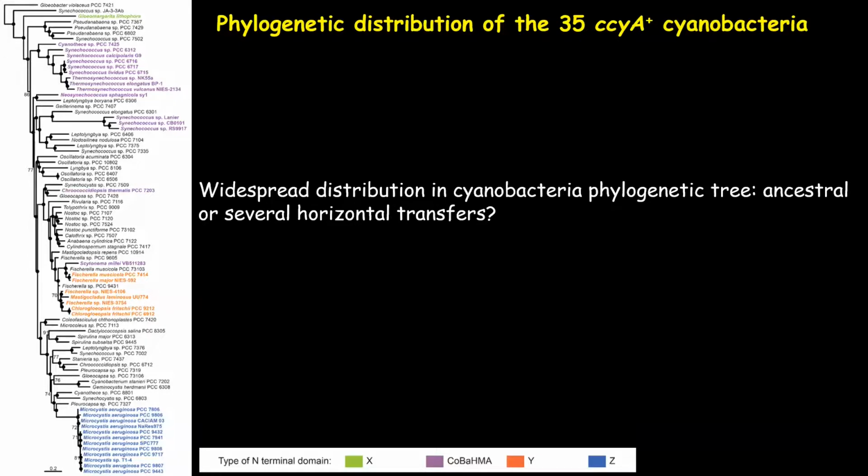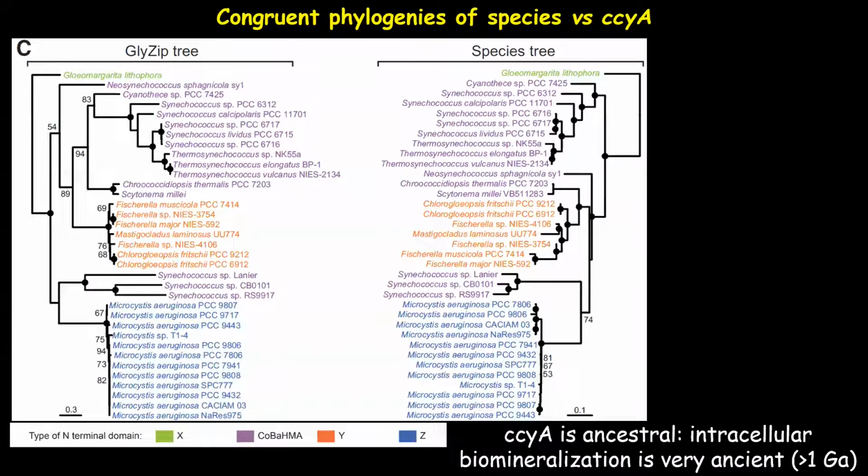So in order to discriminate between these two options, what we did is that we looked at the phylogeny. This time we compare all the calcyanine sequences, and we look at the phylogeny of the calcyanine, of the CCYA gene. And this is this tree. So this is based on the sequences of the CCYA gene.